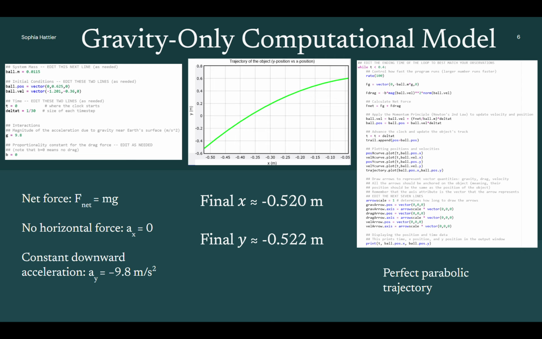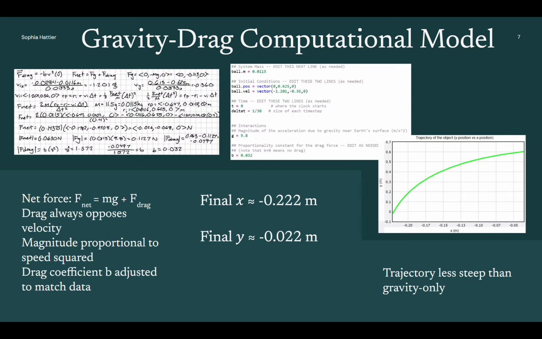For the gravity plus drag computational model, the only thing that changes is the B value, which is now 0.032, solved using the calculations to the left of the code. The net force in this case is F net equals mg plus F drag. Drag always opposes velocity. The magnitude is proportional to speed squared, and the drag coefficient B is adjusted to match the data. The final x is negative 0.222 meters, and the final y is negative 0.022 meters. The trajectory is less steep than the gravity-only model.